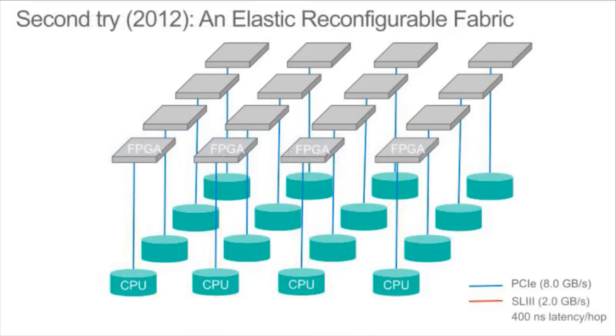So instead what we did is said, let's build a fabric of FPGAs by wiring them all directly together. I show a mesh here, but what we actually use is a torus, a 6x8 torus. And so now the FPGAs can communicate directly with one another, independent of the CPUs. And so this is what we call an elastic fabric, because you can change the number of FPGAs you use for a service by spatially allocating some number of FPGAs on that fabric.